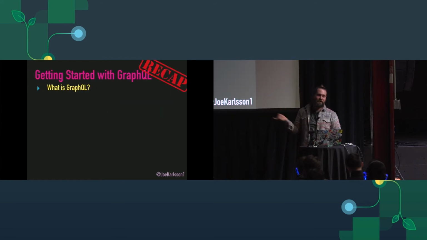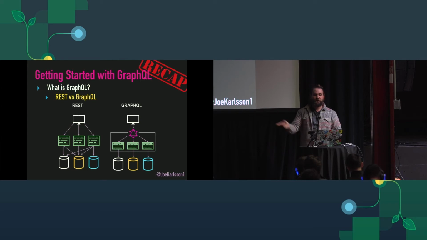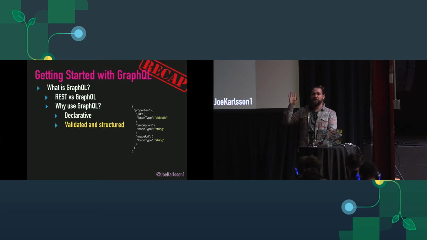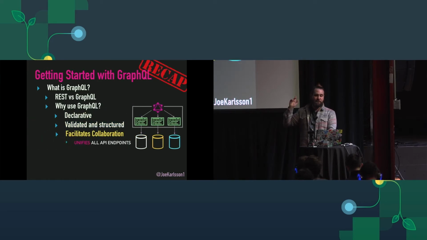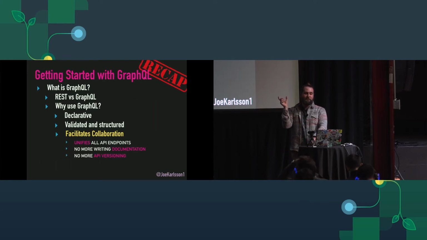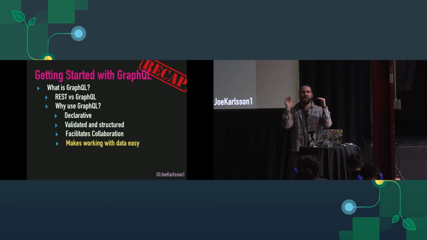Okay, so recap. What is GraphQL? First, we talked about comparing a traditional REST API versus GraphQL. We talked about how they're different and how GraphQL is more consistent than a traditional REST API. We talked about a couple reasons why you should be considering using it. It's declarative. It's validated and structured using schemas. It facilitates collaboration across your team by unifying all endpoints on a single endpoint. No more writing documentation. We talked about how awesome GraphiQL is. And no more API versioning. And then lastly, we talked about, bottom line, GraphQL just makes working with data easy.